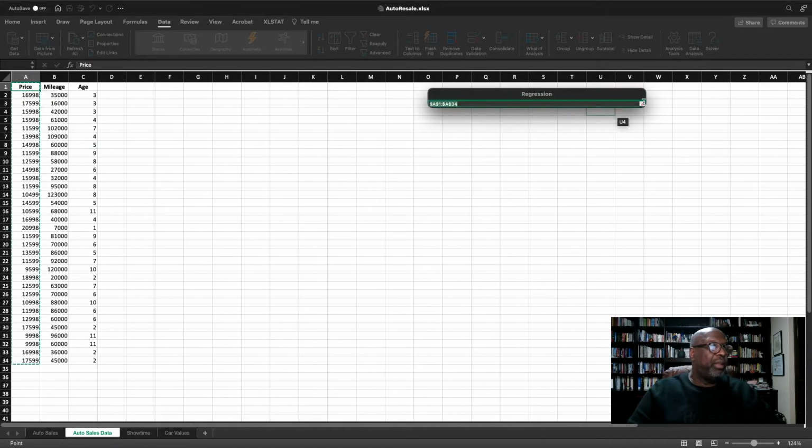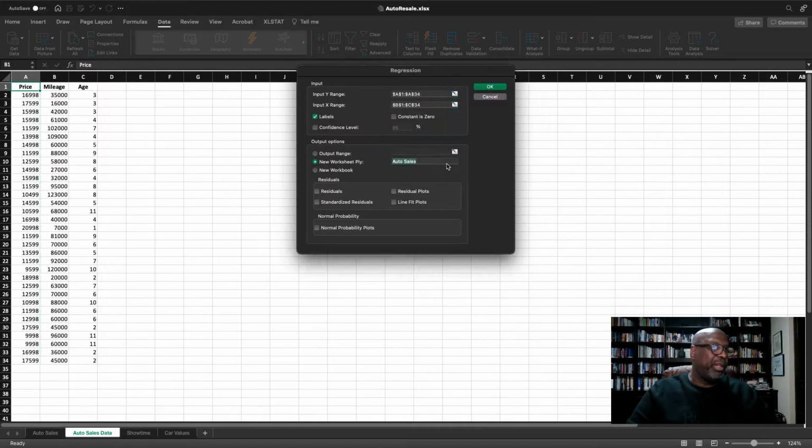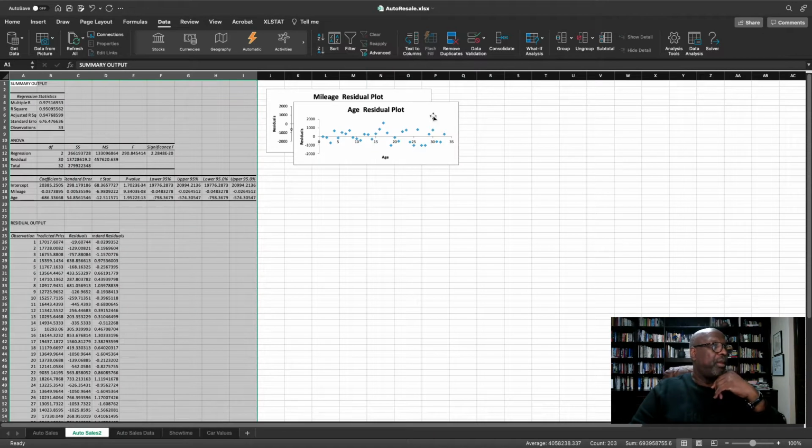So that's fine. Got that. And then the X range, you include all of the columns that represent X. All right. And labels, yes, we have labels, and we have confidence interval for the coefficients. We don't really need those. And we're going to put our output in auto sales 2. We could do the residual plots and do a plot for the standardized residuals, and let's see what that looks like. Here we go.